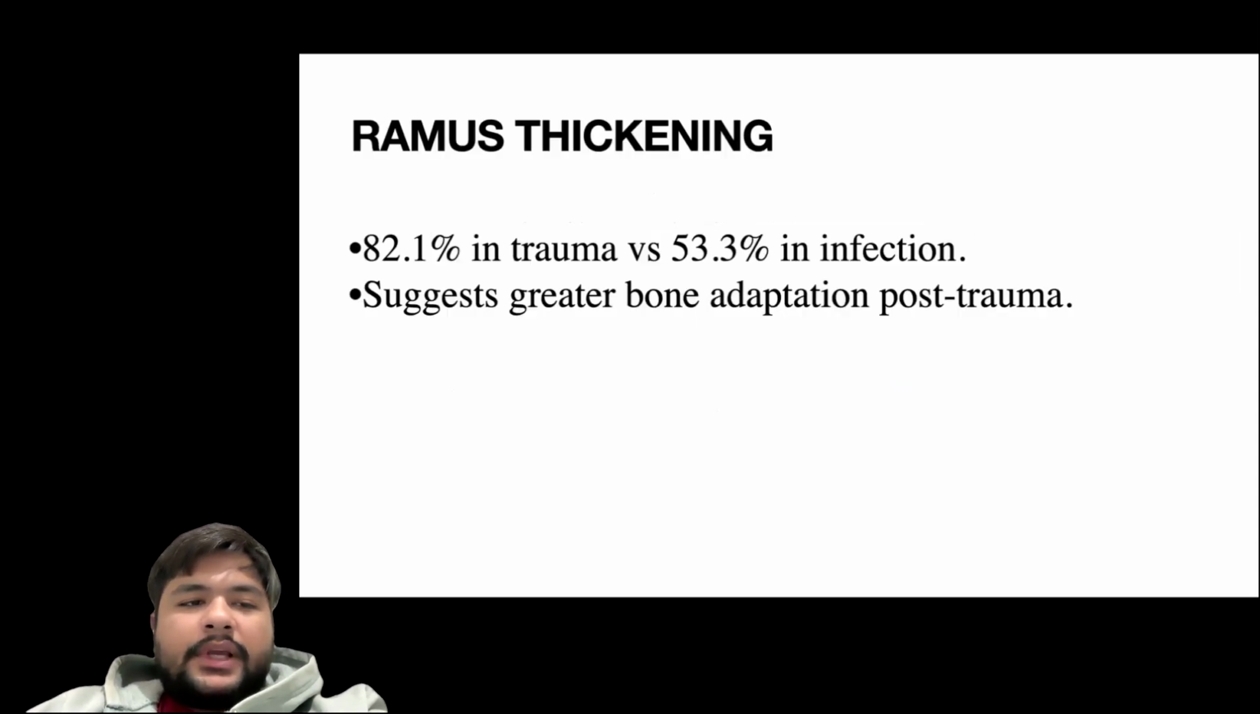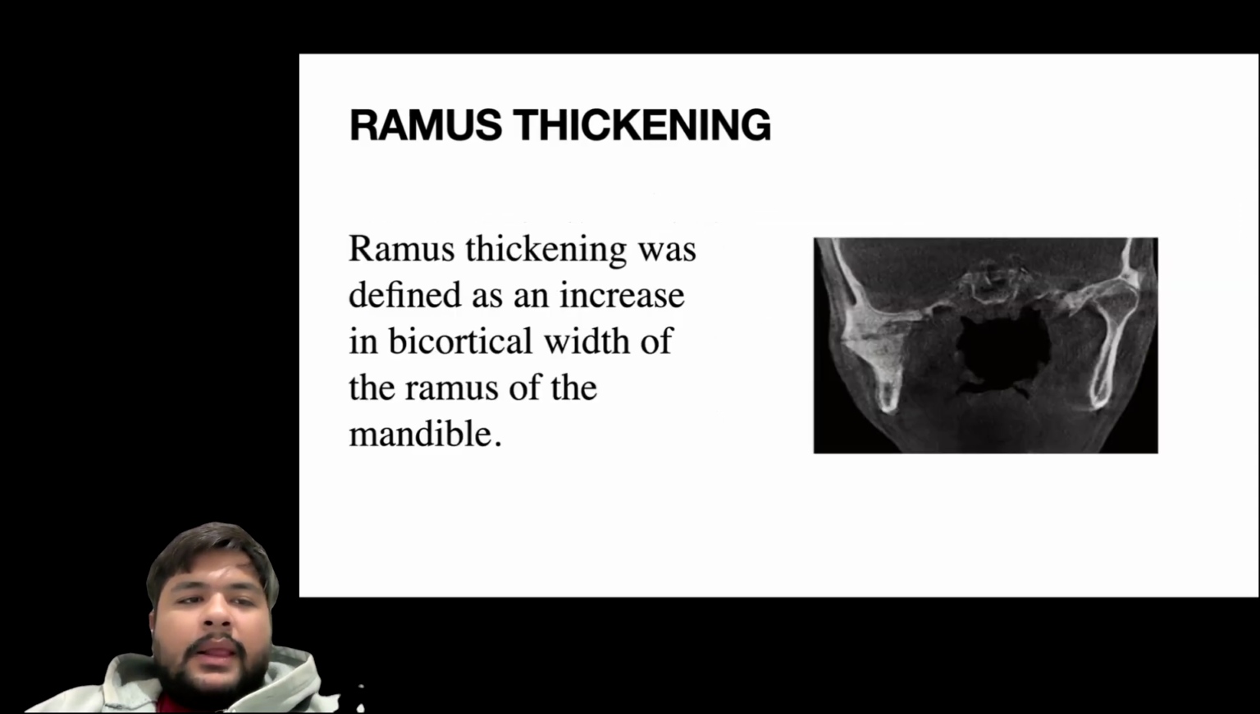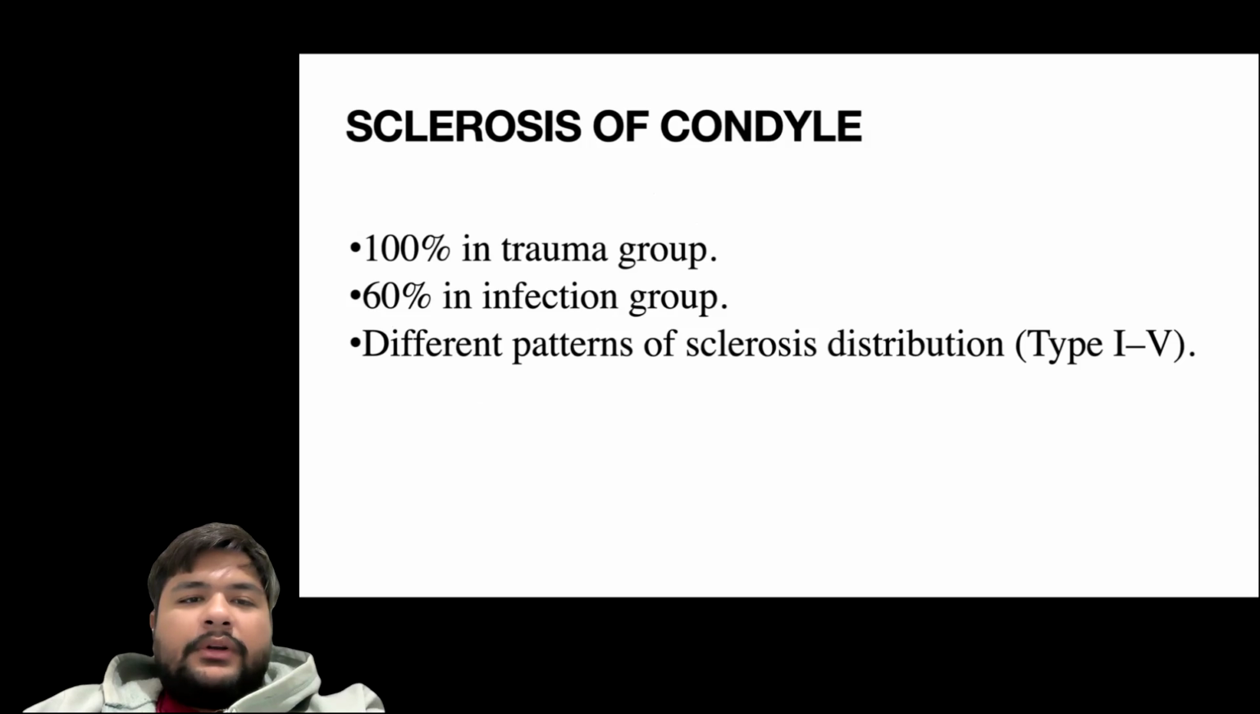Now coming to the ramus thickening: 82.1% in trauma versus 53.3% in infection. It suggests greater bone adaptation post-trauma. It was defined as an increase in bicortical width of the ramus of the mandible. Now coming to the sclerosis of the condyle. It was present in 100% of the trauma group and 60% of the infection group.